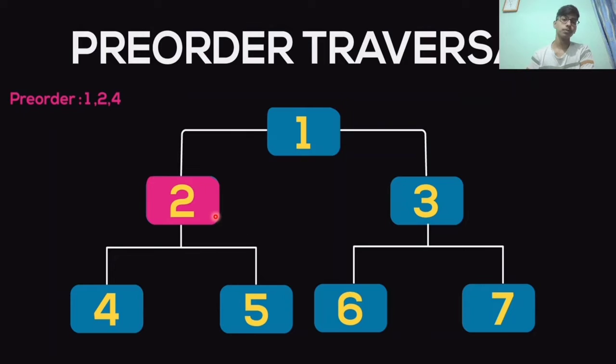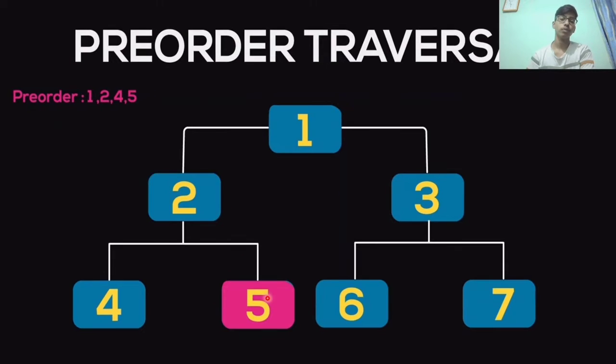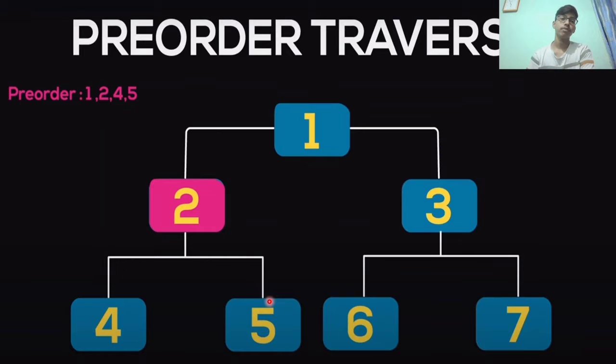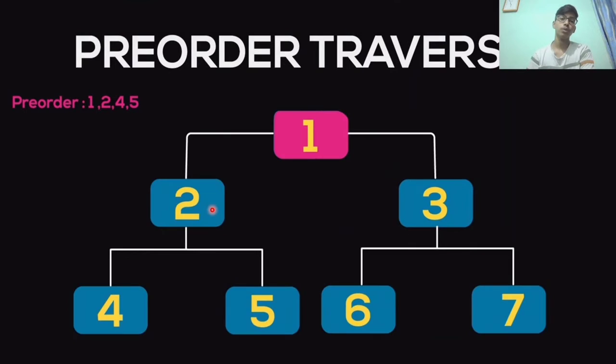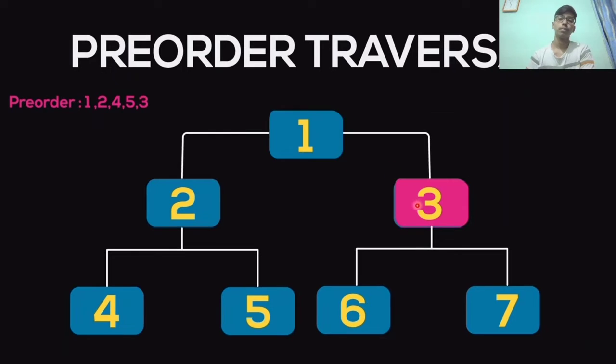And next we go to the right subtree. It exists, so we add 5 to the pre-order sequence and check both the left subtree and right subtree, then come back to 2 and come back to the root item. And next we go to the right subtree.